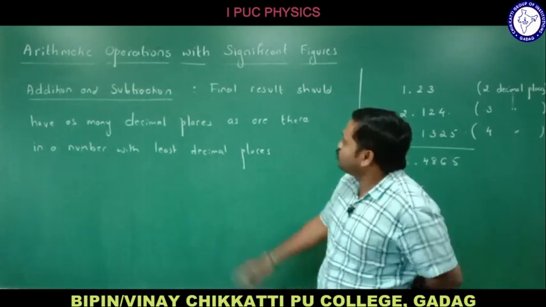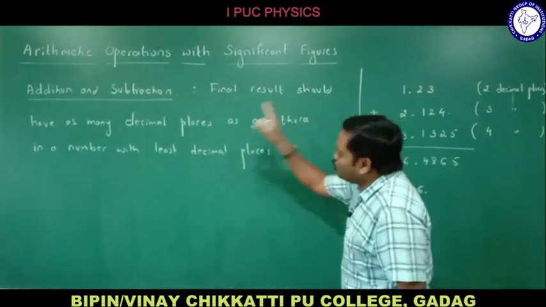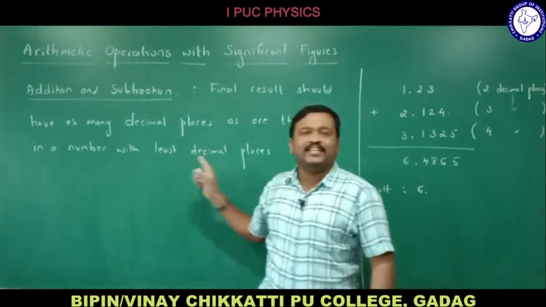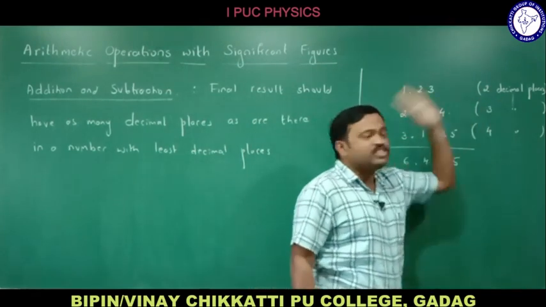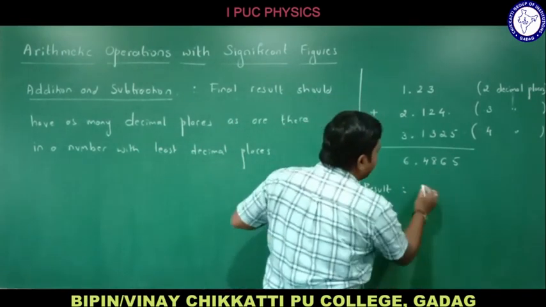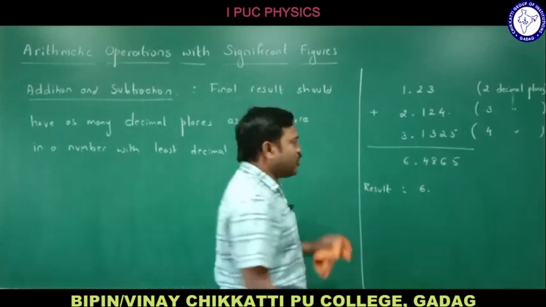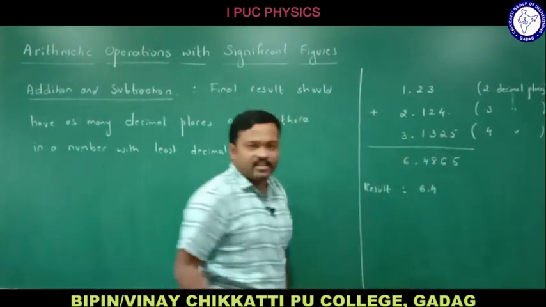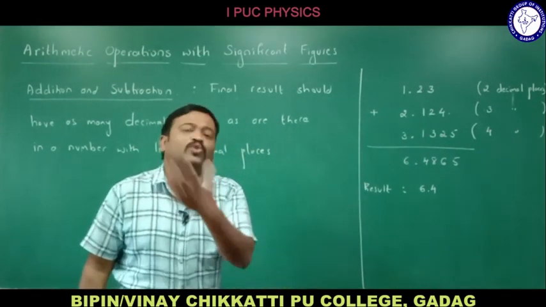Once again, the rule says that the final result of addition and subtraction should have as many decimal places as are there in a number with the least decimal places. What is the number with least decimal places? This is the number with least decimal places, and we need to stop. Okay, with 2 decimal places I need to stop. 6 point, this is the 2 decimal place, right? So I need to stop till 8. So this process is called rounding off. I need to round off to 2 decimal places.